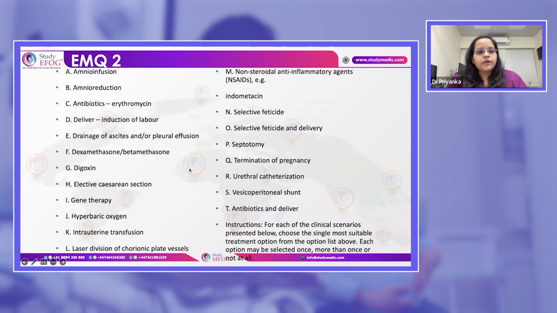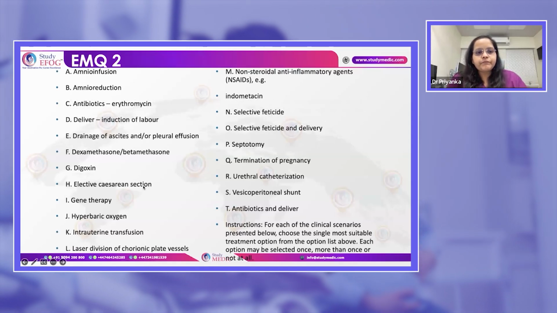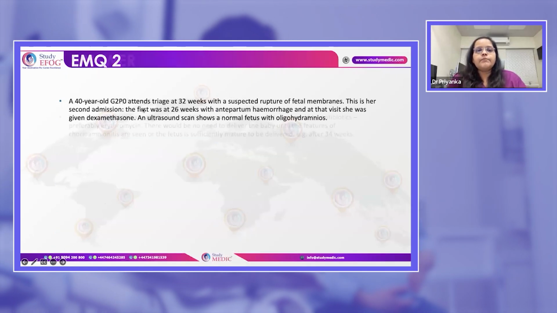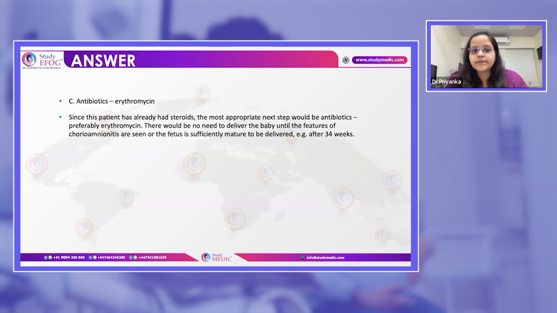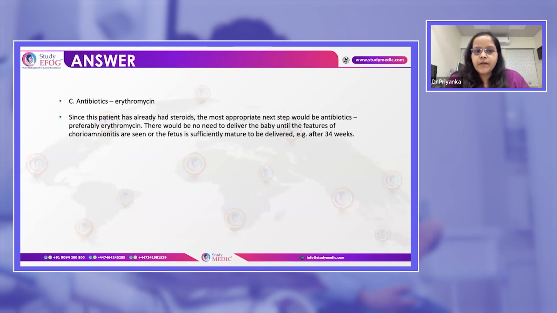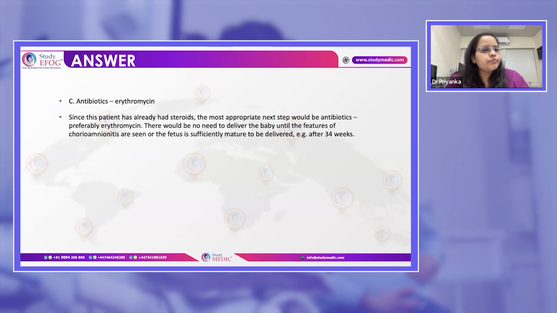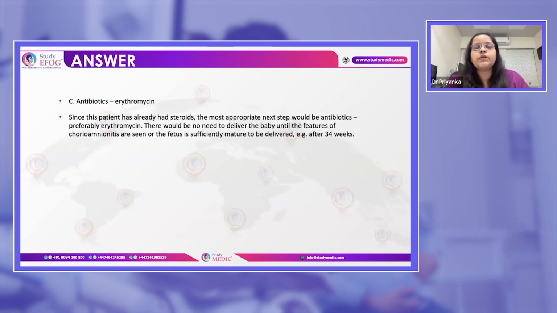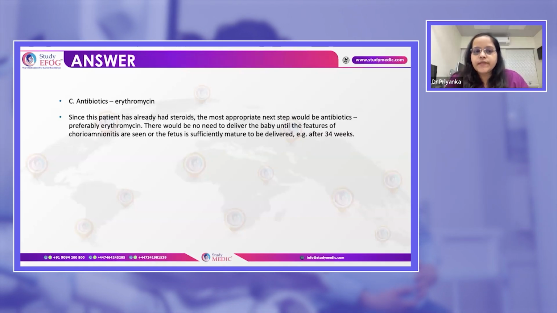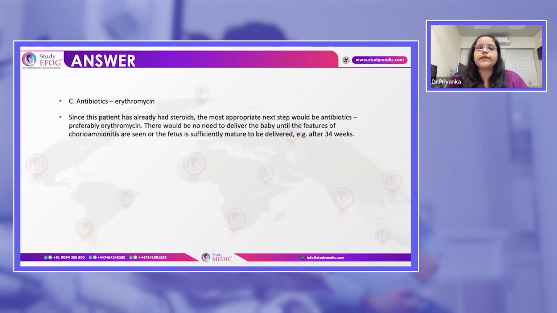So here the answer would be C, that is antibiotics, that is erythromycin only. Why? Because once she has received a dose of steroids, we are not going to repeat steroids because she has already received that. But she is a case of PPROM, so provided the maternal condition is satisfactory, she is not having any signs of infection, the CTG is normal, and the bloods are normal, showing no signs of infection, we can do expectant management till 34 weeks, after which she can deliver.